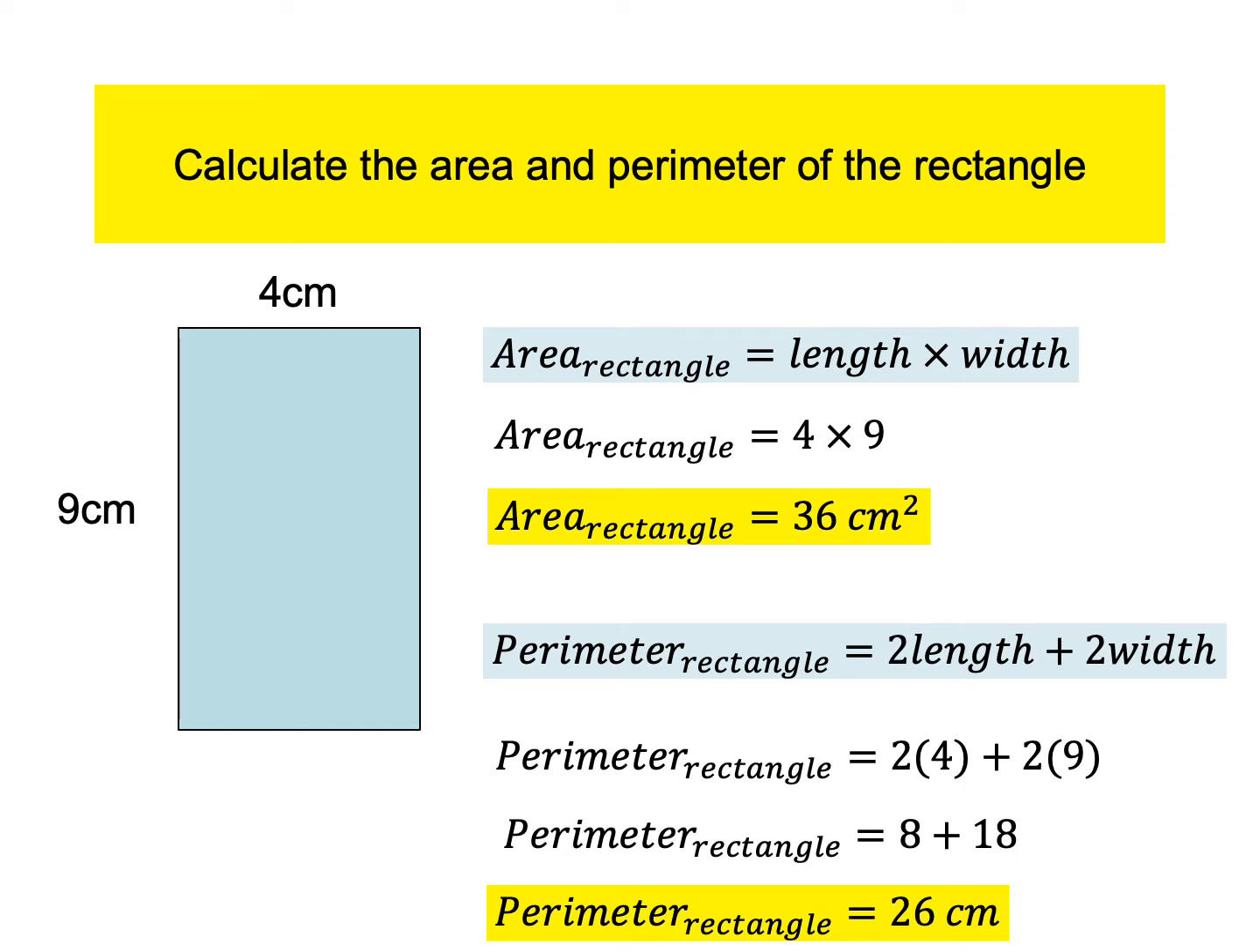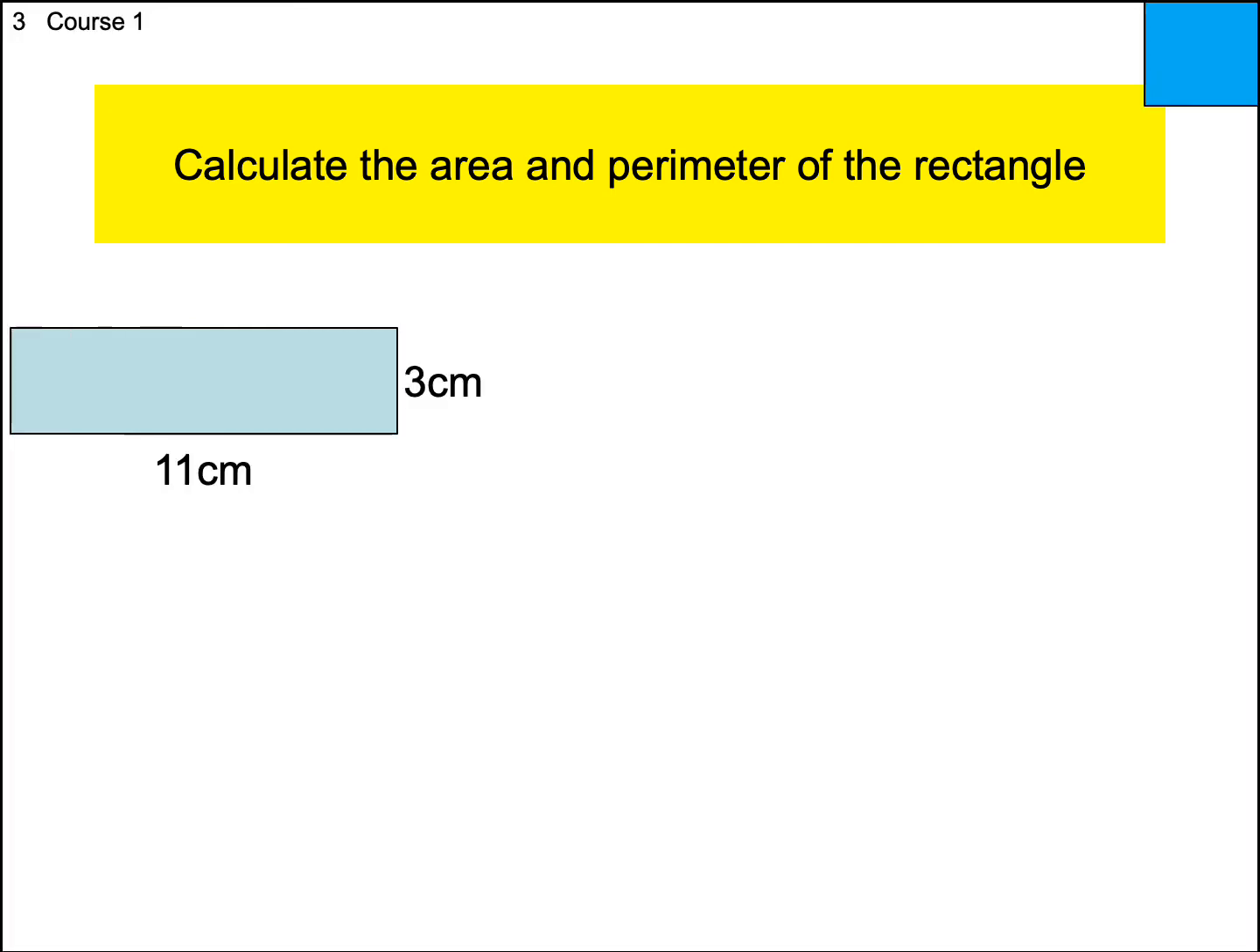Notice I didn't put a square on perimeter because perimeter is simply the distance, not the area. Area is always squared. Distance is always just plain old units. Make sense? Okay, let's do one together.